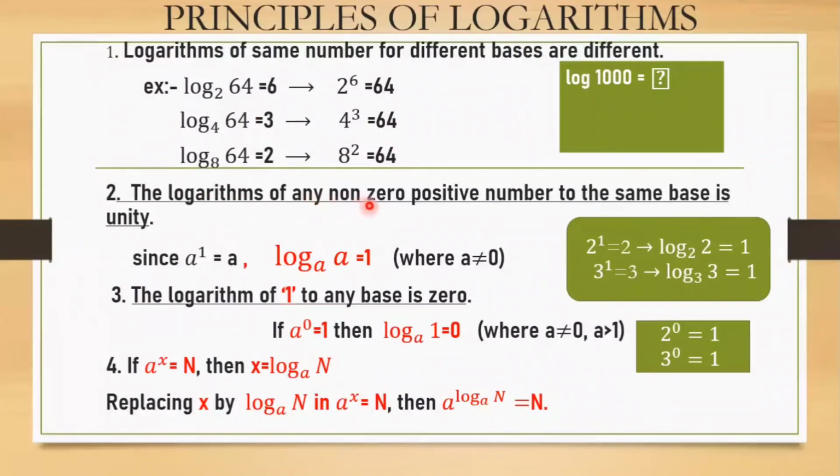Next, the logarithm of any non-zero positive number to the same base is unity. That is, log of any non-zero positive number to the same base is equal to 1. It means a raised to the power of 1 gives a. Logarithm of 1 to any base is equal to 0. It means a raised to the power of 0 gives 1. So log of 1 to any base equal to 0, but a is not equal to 0 and a is greater than 1.